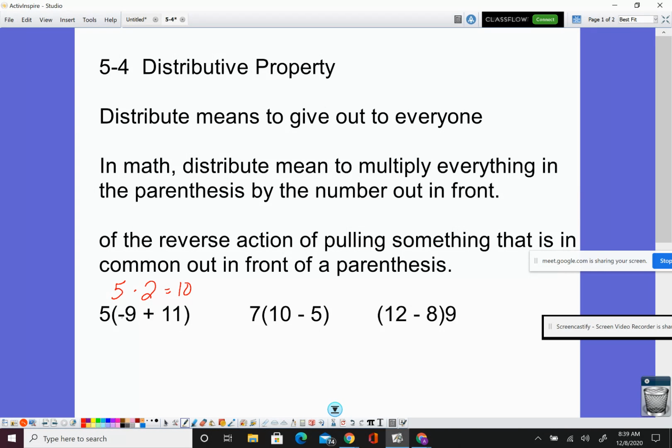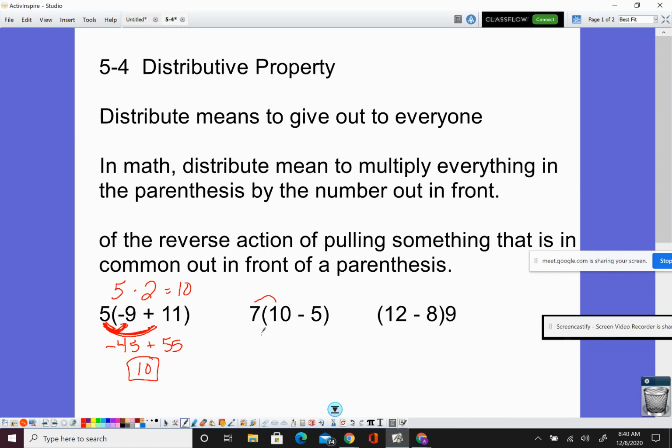The distributive property says you don't necessarily have to follow PEMDAS as long as you distribute out this number in front. So 5 times 9 is negative 45. 5 times 11 is 55. If I add negative 45 and 55 together, I still get that value of 10. So I will put little marks like that saying I have to make sure that I multiply both the negative 9 and the 11 by that number out in front.